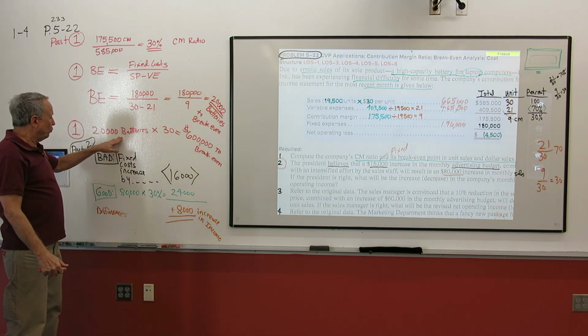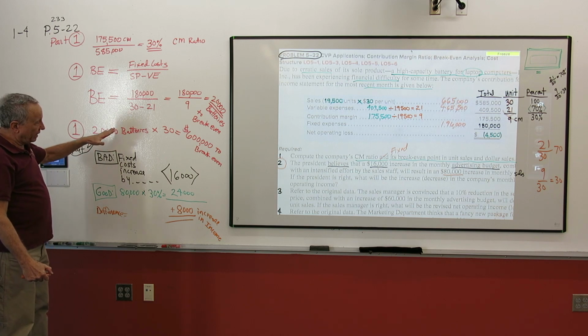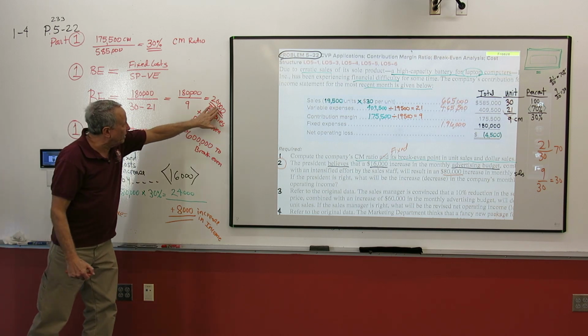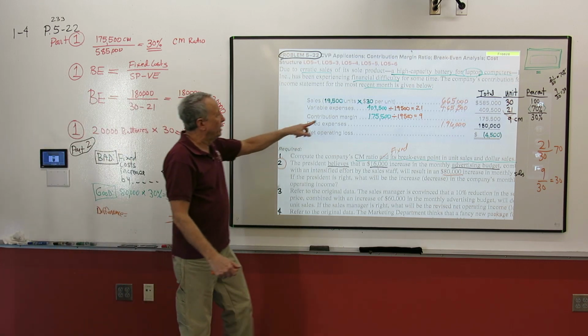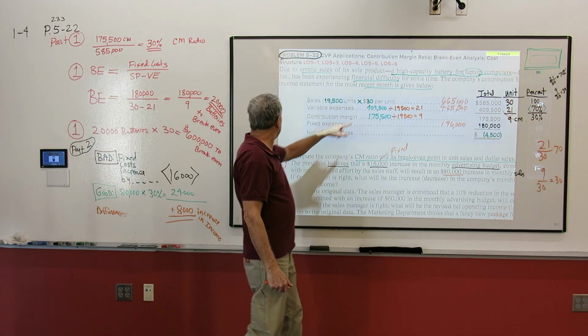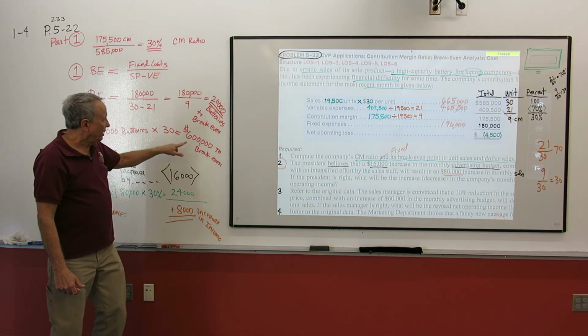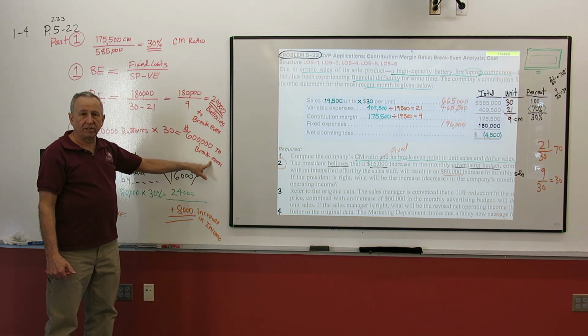They also ask us, would you get us the answer in dollars? We'll just take the 20,000 batteries and multiply it times, do you remember, they sell for $30 each. That's $600,000 to break even.